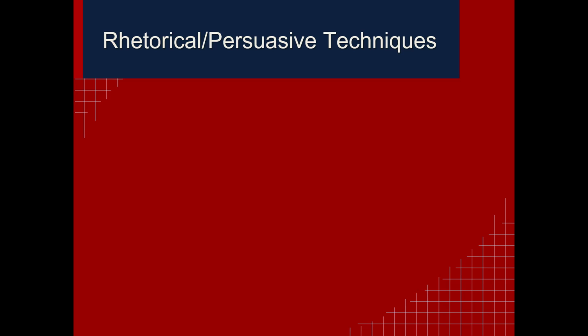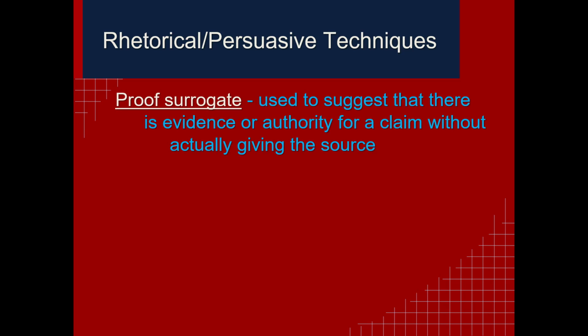Every compliment is not trying to persuade you, but some are. The next one is particularly important. A proof surrogate is when I say there is evidence for something, but I don't actually give the source of that evidence. This happens all the time on television.